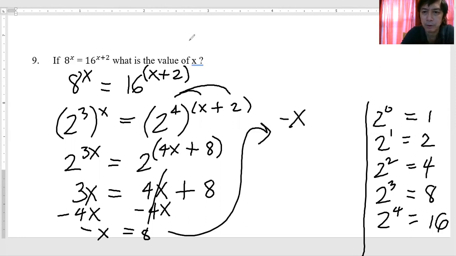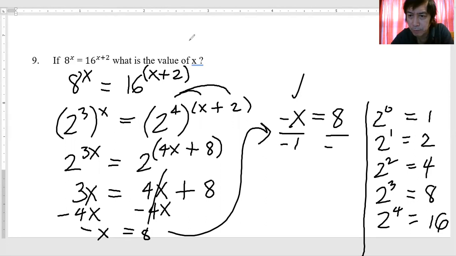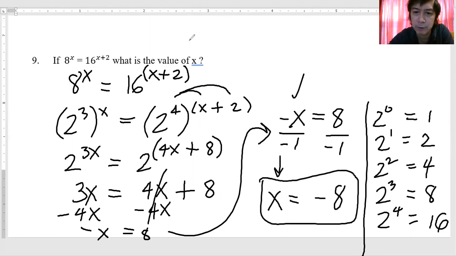You have here negative x equals 8. We're after x, not negative x. So this means negative 1x. We're going to divide this further by a negative 1. And so negative 1 divided by negative 1 is a positive 1. Positive 1 times x. So this is now x equal to negative 8. That's the final answer. So that should be our solution.